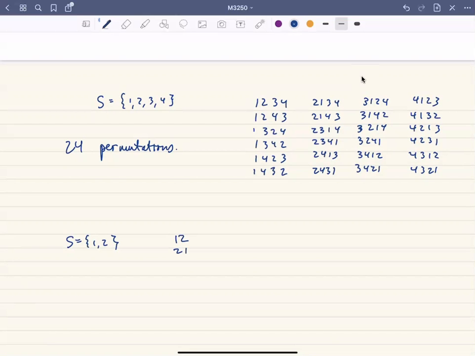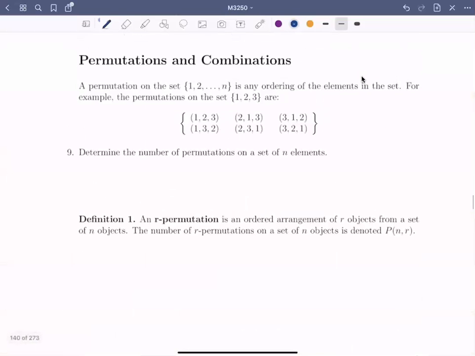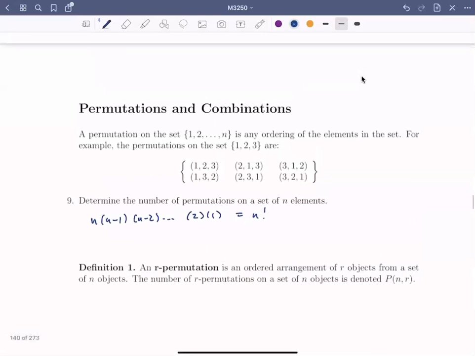So in general, the number of permutations on a set of n elements is n times n minus 1 times n minus 2, all the way down to 1. And this, of course, is n factorial. That's what the factorial is defined as. I'm assuming that we've seen the factorial before, but just in case we have not, for example, 5 factorial is 5 times 4 times 3 times 2 times 1. That turns out to be 120.